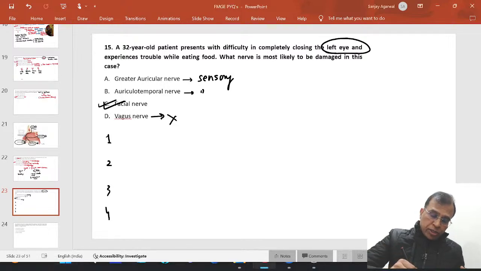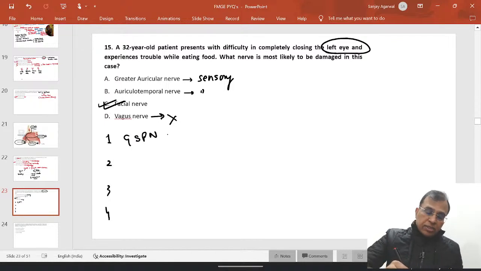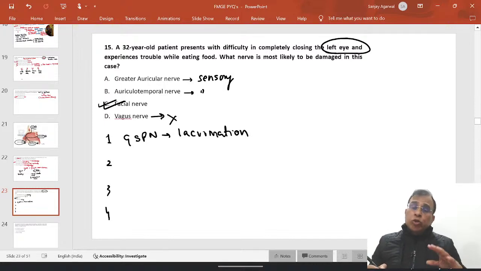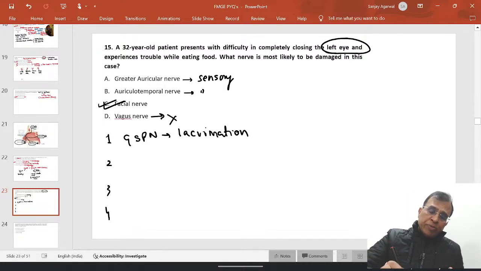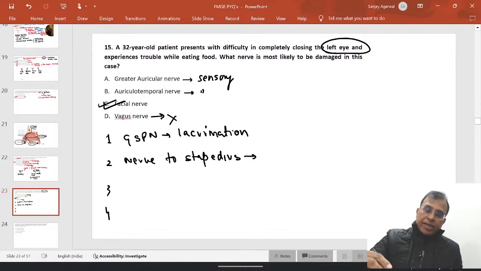the greater superficial petrosal nerve, GSPN, as we call it. This is a very popular nerve. This mainly controls lacrimation, tears in the eye. This is not the only supply, it has other functions also, but this is the most popular function. Then you have to know the nerve to stapedius. As the name tells you, it supplies the stapedius muscle, and therefore it controls the acoustic reflex, because the stapedius muscle is responsible for the acoustic reflex.